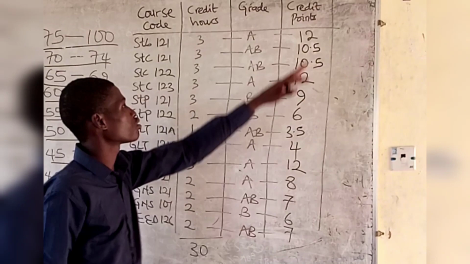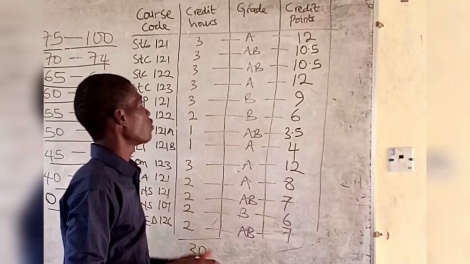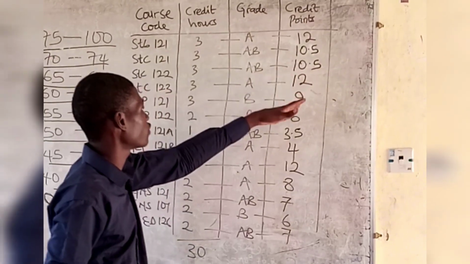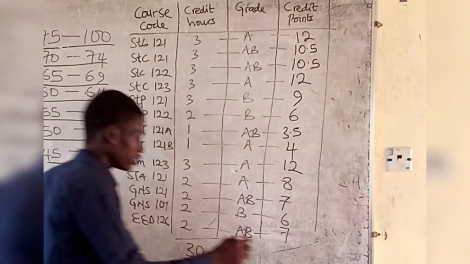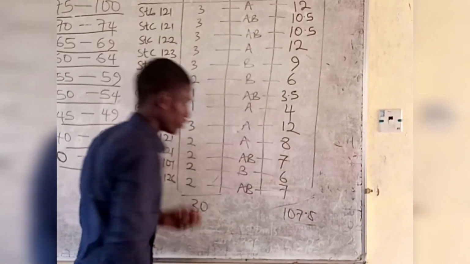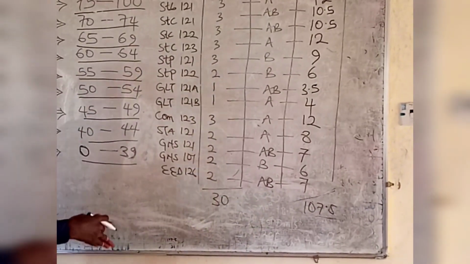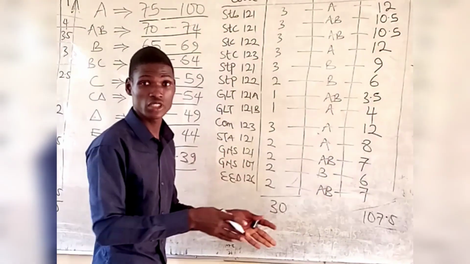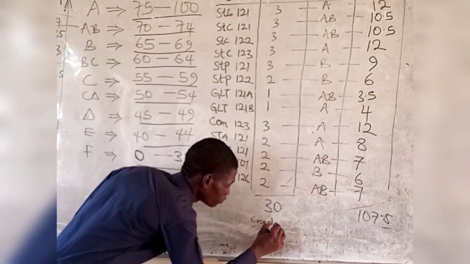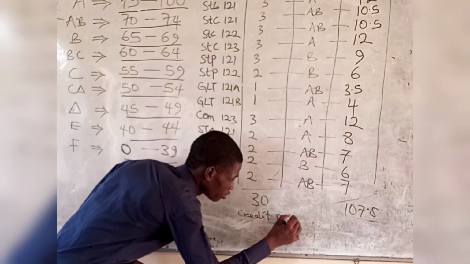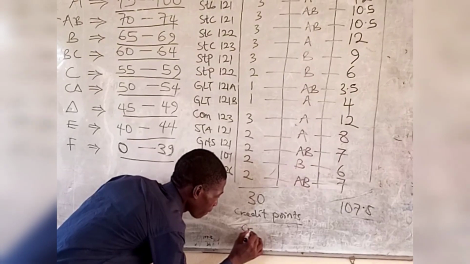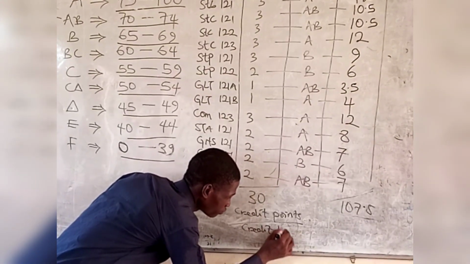Then the credit points, to get your total credit points, we want to get the sum of the credit points. So we're going to add 12 plus 10.5, 10.5 plus 12 plus 9. The total is 107.5. So to calculate the GP, which is the final stage, you just need to divide your credit points by your credit hours or your credit units.